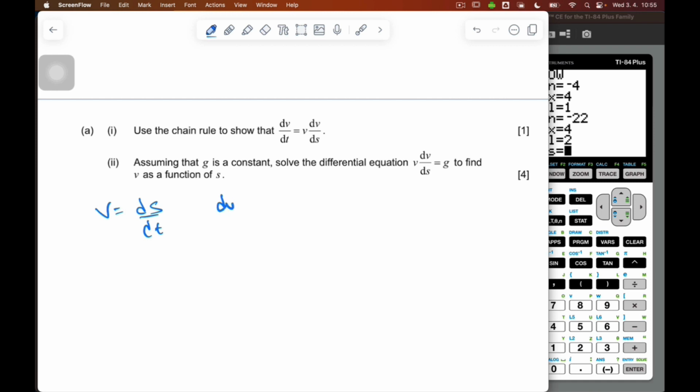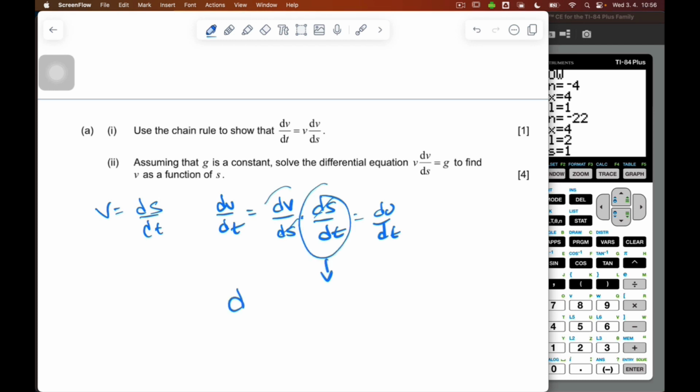So if I want dv dt, I want dv ds times ds dt, because those cancel to give dv dt. Here, ds dt is velocity. So dv dt is equal to the velocity times dv ds. So we can see that is there.